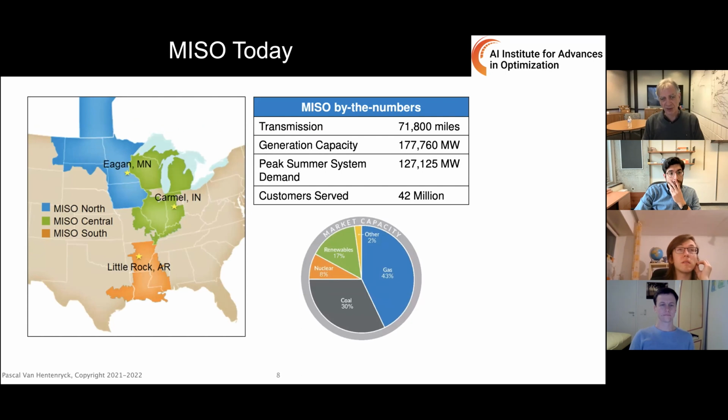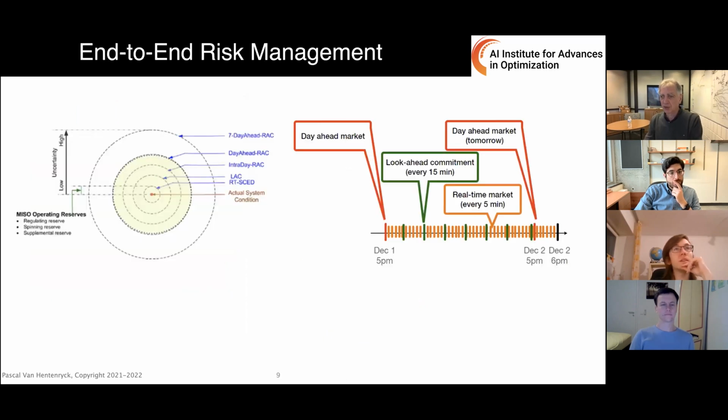This is, for instance, a project that we have with MISO, the independent system operator, which basically runs a power system going from Canada to New Orleans. And it serves about 40 million customers. And currently, it has only 17% of renewables, mostly a big share of gas and coal power plants. One of the interesting things about these systems is that they have a variety of forecasting and optimization problems. This is how these markets are organized.